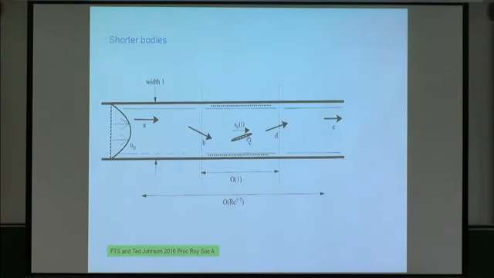Here's the third case, which Ted Johnson himself looked at, of small bodies, shorter bodies in the channel flow, and again that proves to be unstable.